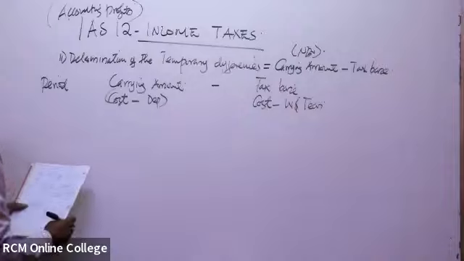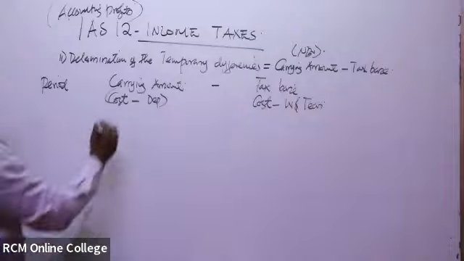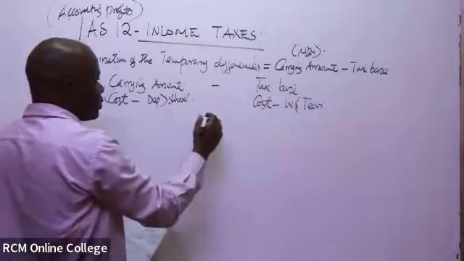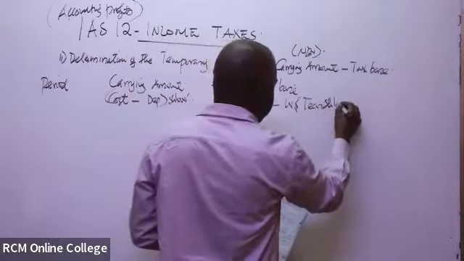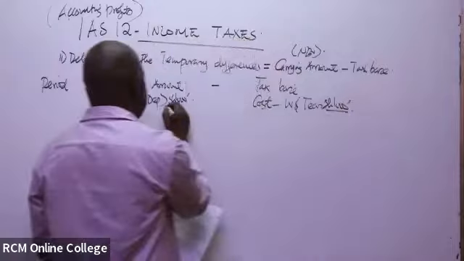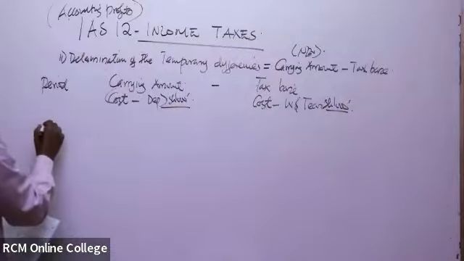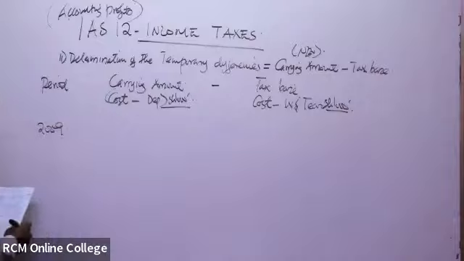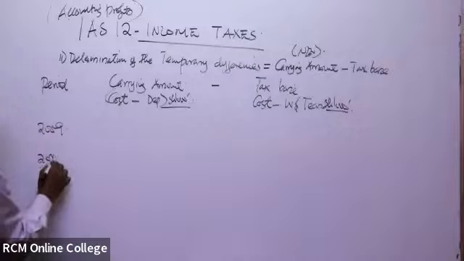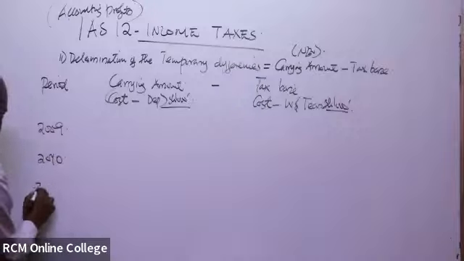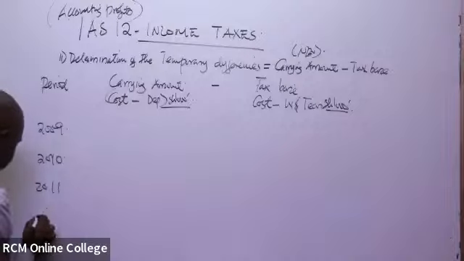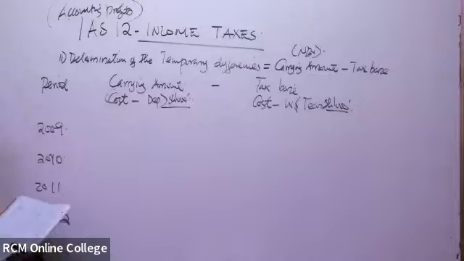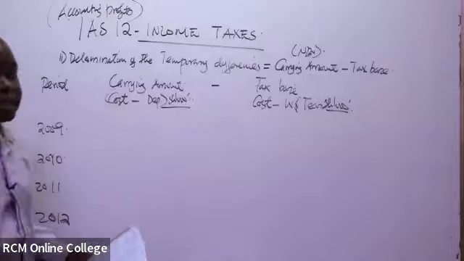So remember, our figures actually were in thousands. Don't forget that. We have, in this case, 4 years: 2009, 2010, 2011 and 2012. The cost of the asset is actually 4 million.